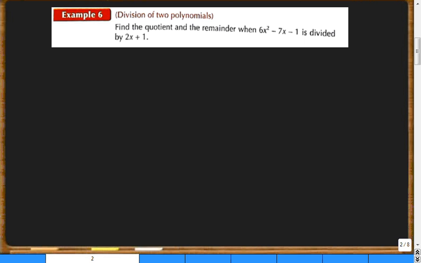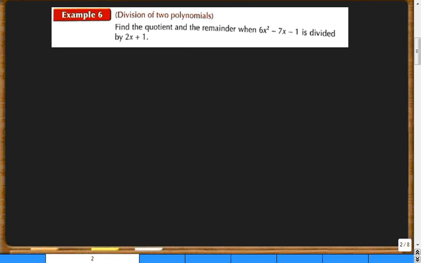Okay, let's look at example number 6. It's asking us to find the division of two polynomials and to find the quotient and the remainder when 6x squared minus 7x minus 1 is divided by 2x plus 1.